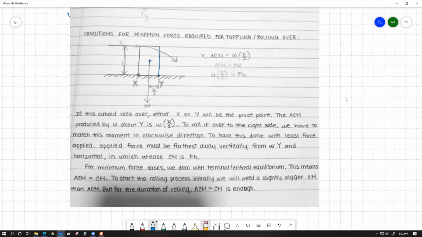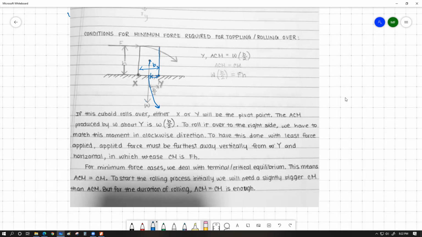So we have an anti-clockwise moment about this point, which is W into B by 2. I'm using B by 2 because I'm considering the base length to be B, and this much should be half of that, so that is B by 2.